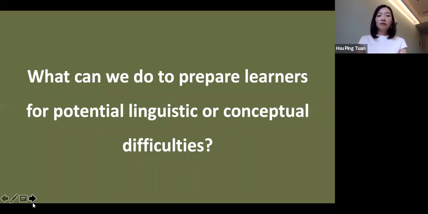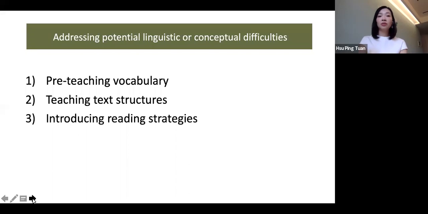Yes. So for me, because we all know that our students may encounter some linguistic or conceptual difficulties when they are reading a text, right? So for me, I like to do these 3 activities. First of all, I will pre-teach vocabulary. Secondly, I will teach some text structures. And lastly, I will introduce reading strategies. So let's start with the pre-teach vocabulary.